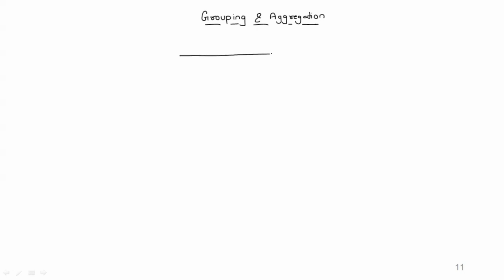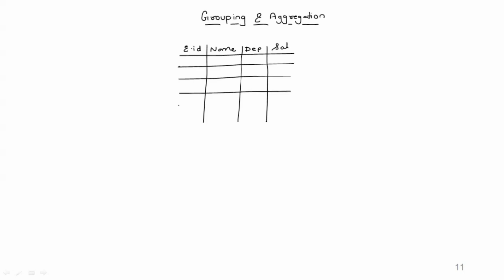Let's say I'm having a particular table with employee ID, name, department followed by salary, and this is my table. Now if I ask you to find department wise average salary, first of all think about how the output of this question would look like.